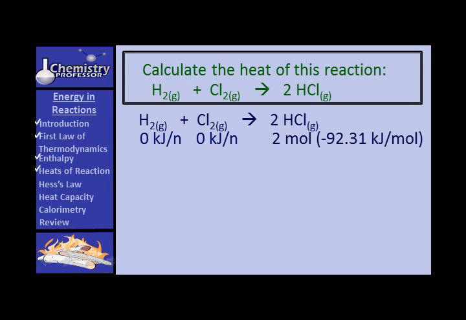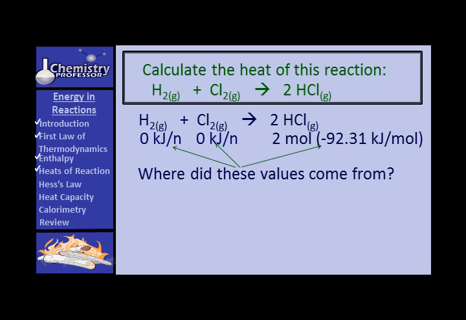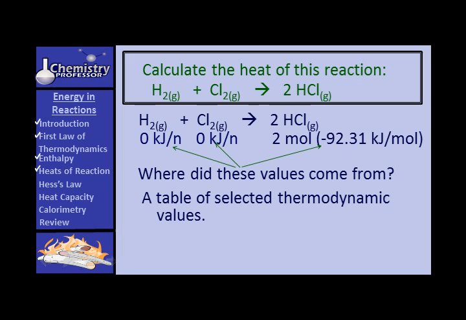Now, we have 2 moles of HCl gas, and the delta H for HCl gas, or the enthalpy of formation, is minus 92.31 kilojoules per mole. Where did those values come from? Well, you can probably remember the ones about the elements at standard state conditions, but you're going to have to go look them up somewhere. So go look at a table of selected thermodynamic values.